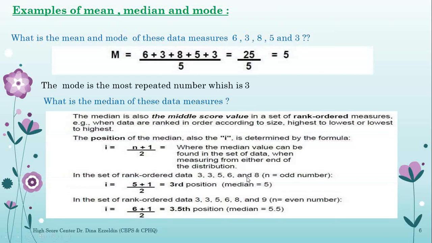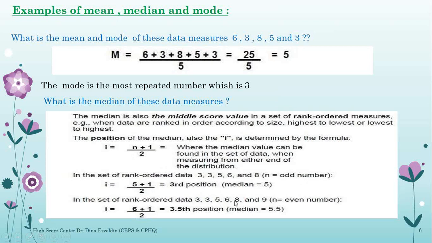To know the position of the median, we do this calculation: N plus 1 divided by 2. N is the number of data elements. For our example, the data elements are 1, 2, 3, 4, 5. So 5 plus 1 equals 6, divided by 2 is equal to 3. So the median is at the third position. If we order the data from the smallest number to the biggest number, it's the third one, 1, 2, 3. So the median here is 5.